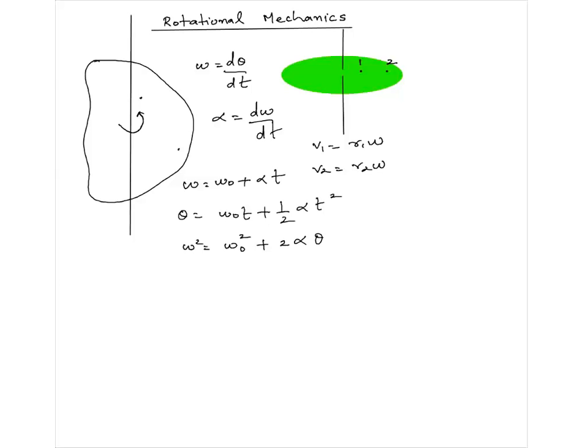If alpha is not constant, they won't be valid. You will have to go via the calculus route. Other things that we discussed in circular motion: one very important thing was v = r omega. The other very important thing was a tangential = r alpha.